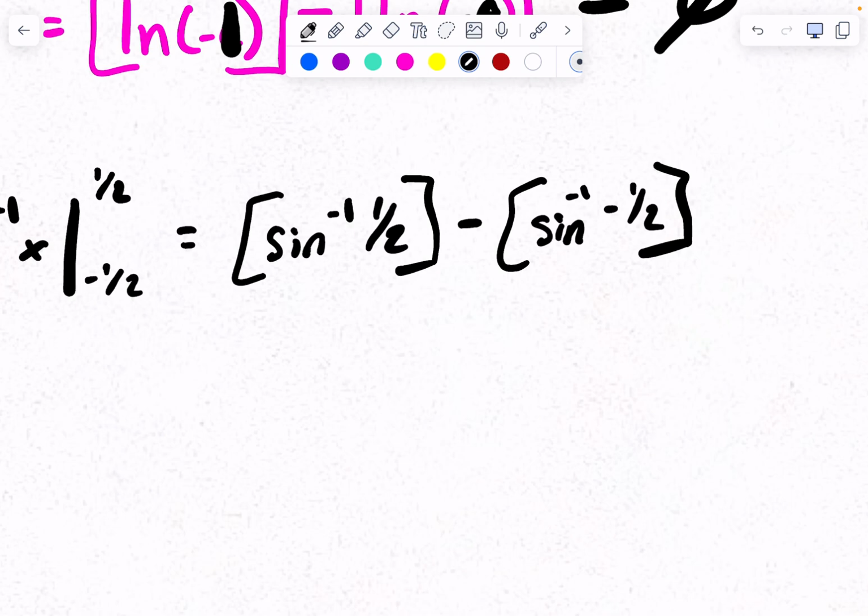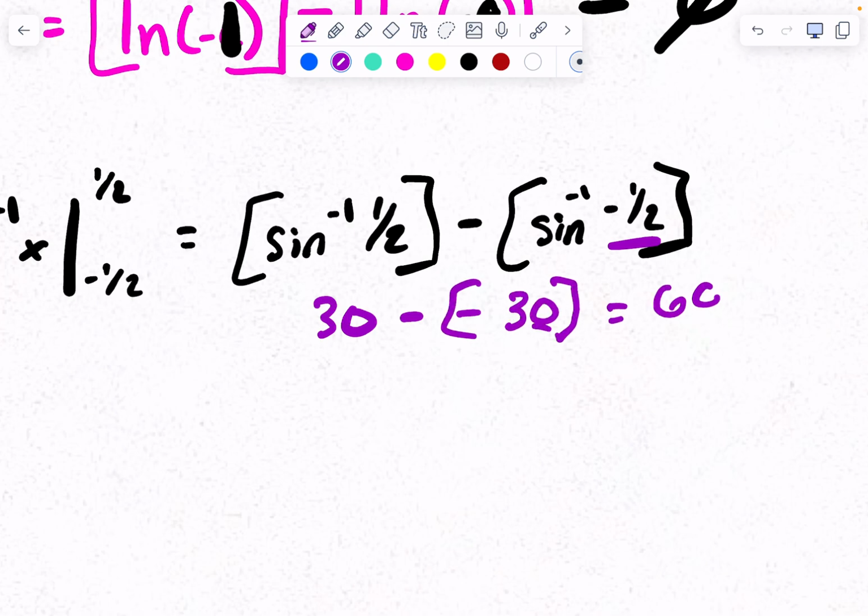Where is sine 1/2 at? First quadrant. 60 degrees? Are you sure? This says 30. You're looking at cosine. Inverse sine of 1/2 is 30. Where should inverse sine of -1/2 go? It should be in the fourth quadrant, negative 30 degrees. So the answer is 60.